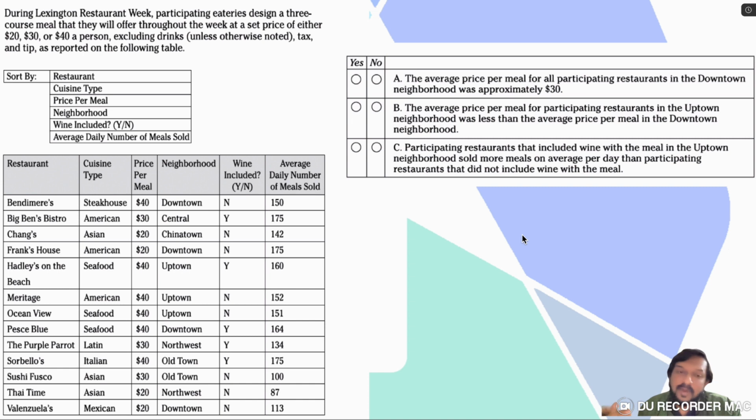Okay. Now, once you have done that, and let's say you found out the answer is yes, and you click yes, you also have to see the average price per meal for participating restaurants in the uptown neighborhood. Okay, and that was less than the average price of the downtown neighborhood, which will mean that now you'll have to calculate uptown as well, compare it with the downtown average, and then click on a yes or a no.